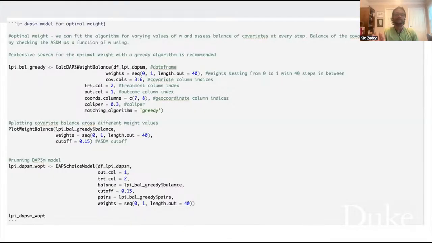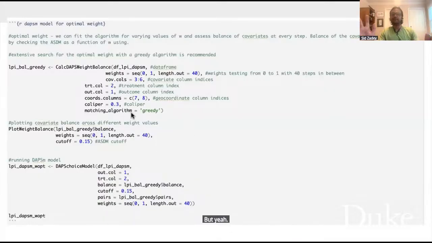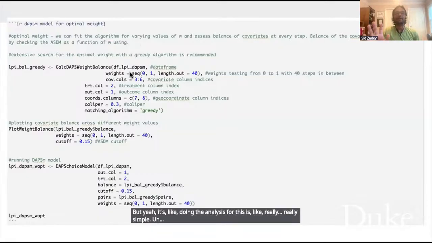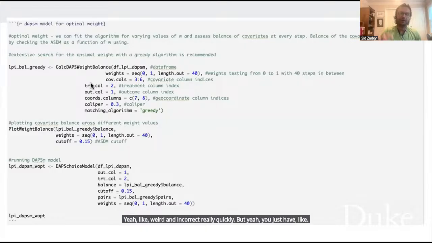This is just a screenshot of the code. But again, I'm happy to share the code if people want to use it. The analysis for this is really, really simple, but I think that's why it's also important that you understand what you are doing, because otherwise it can get weird and incorrect really quickly. But you just have one chunk of code.